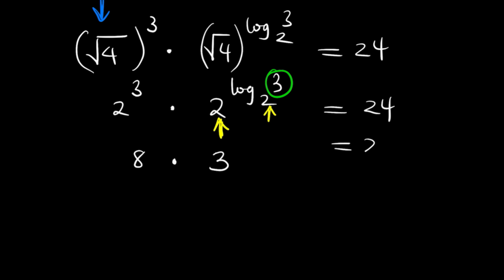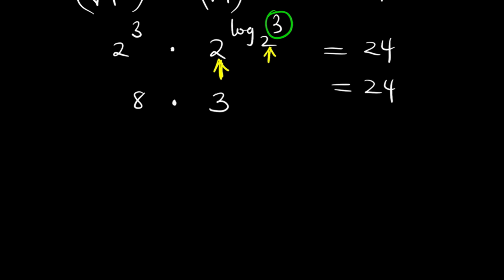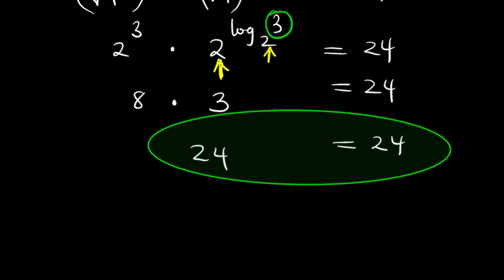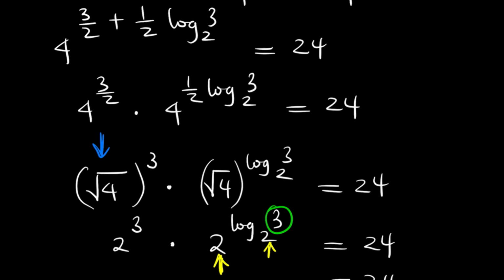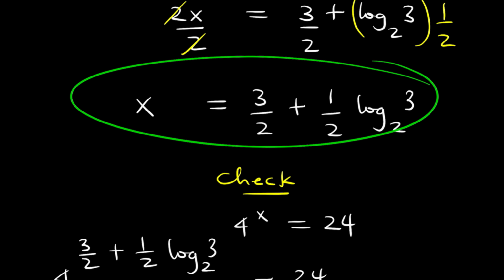Then this should still give us 24. And of course 3 times 8 or 8 times 3 is simply 24, which is exactly equal to 24. Meaning that the solution is actually correct. And our value for x is perfectly correct.